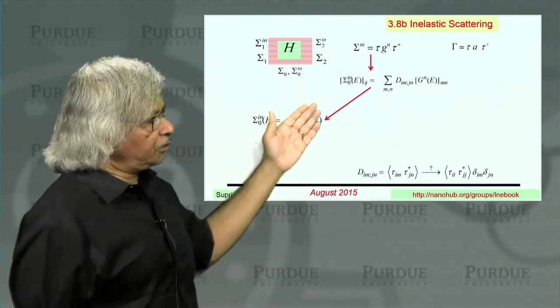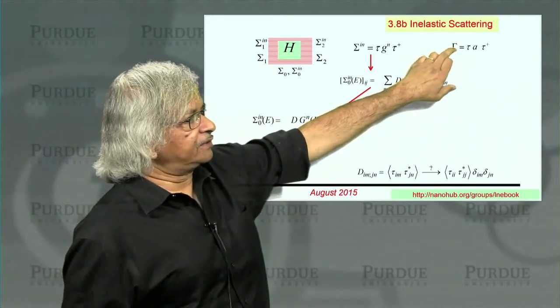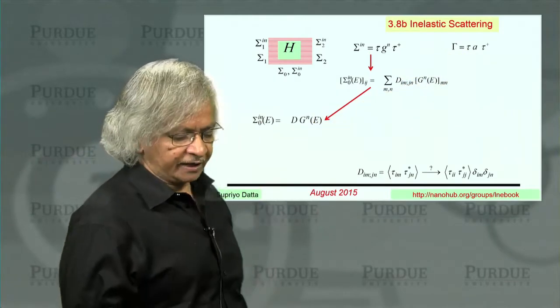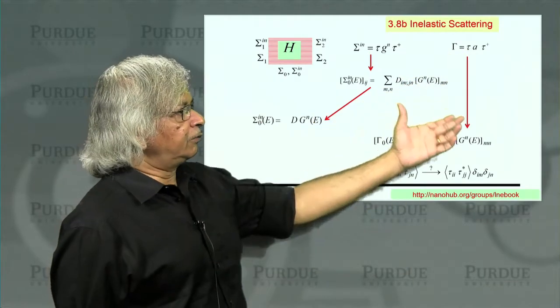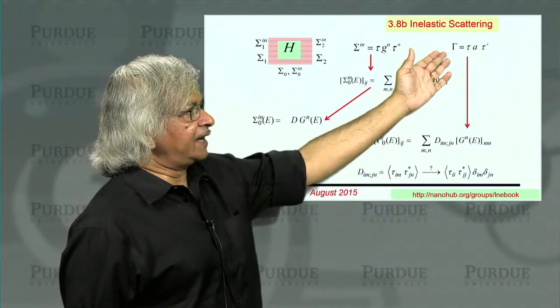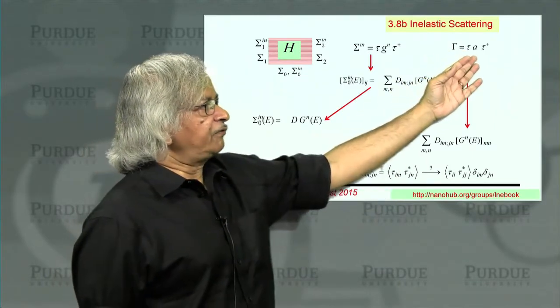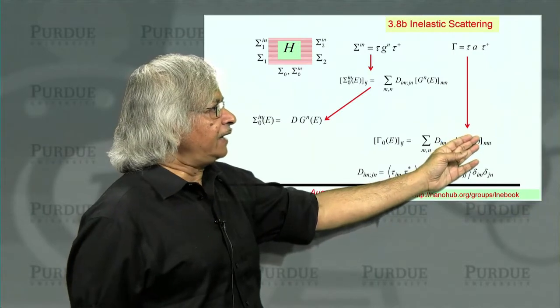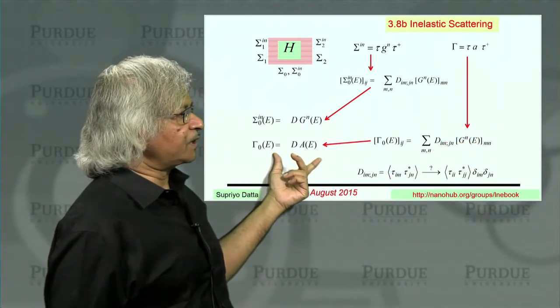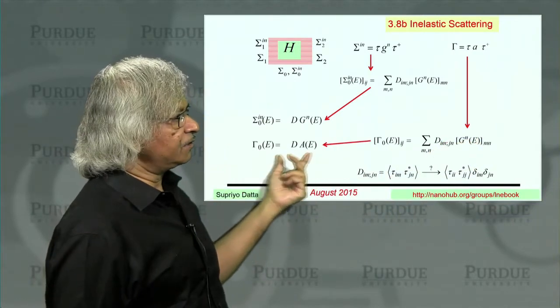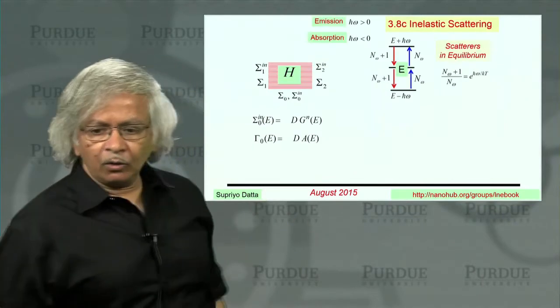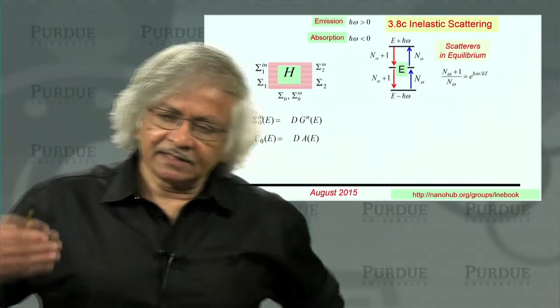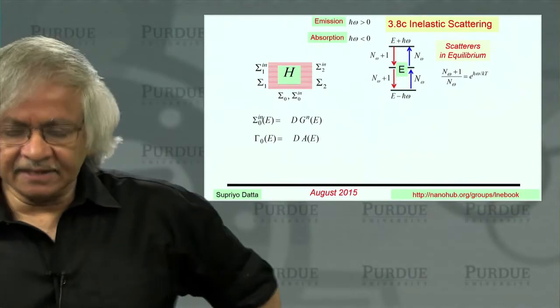Okay. Now you could do the same again by starting from this gamma relation, tau A, tau dagger, and what you'd get would be similarly gamma 0 here. Instead of A, you'd get the spectral function A, and the net result is you'd get an expression looking like this. Gamma 0 equals dA.